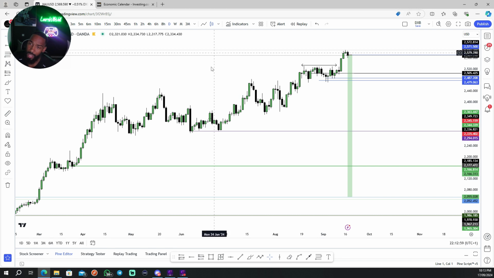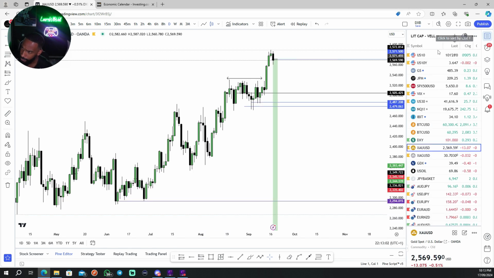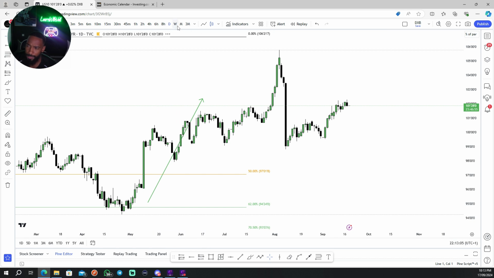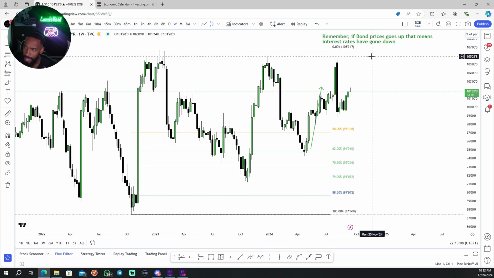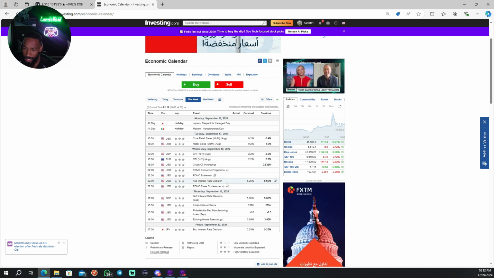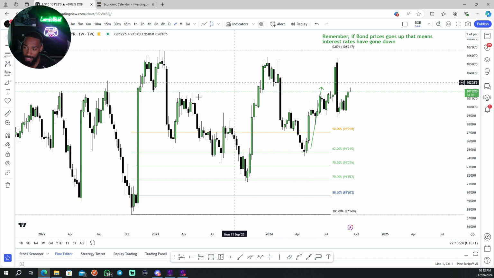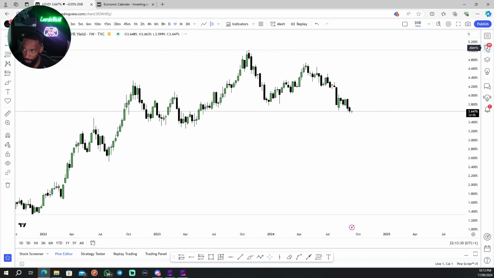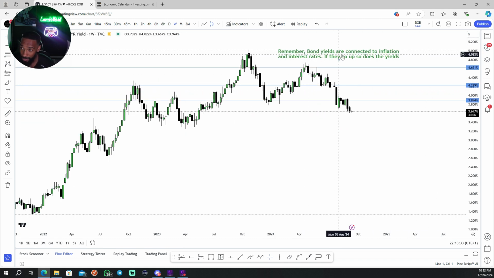But what I can say is, with the interest rate taking place, we're going to go over to the bonds, and I've got a reminder here for you guys that I tell you every single time. If bond prices go up, that means interest rates have gone down. Now, when we have a look at the economic calendar forecast here, we can see the interest rate is currently at 5.5%, and they want to cut it down to 5.25%. So if they do manage to cut the rate, that would be stronger for the bonds, and it would be weaker for the bond yields. Hence why it says here, the bond yields are connected to inflation and interest rates. So if they go up, so do the yields.